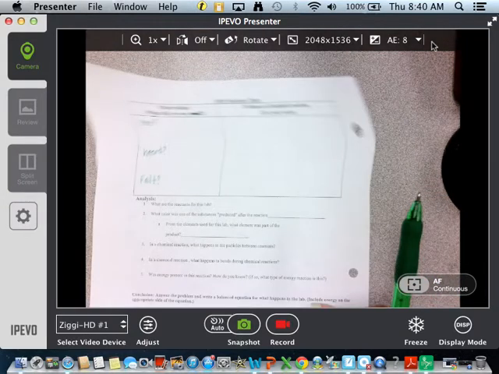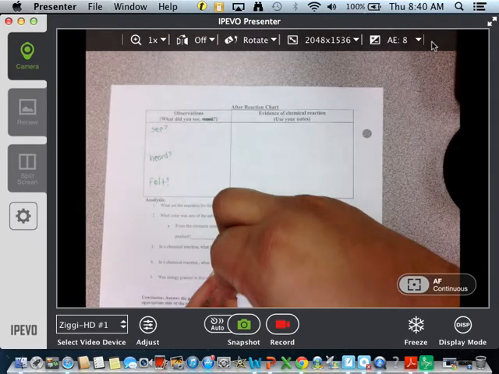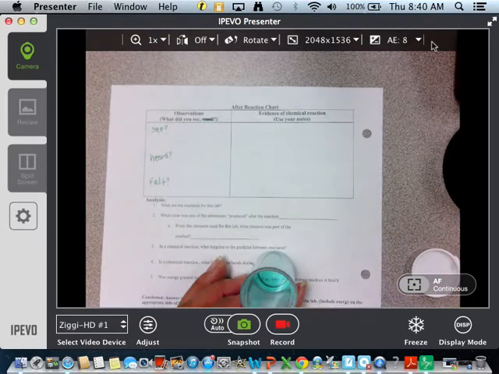Let's look back. We can keep it on the back. And let's go ahead and open it up. You can open the container.